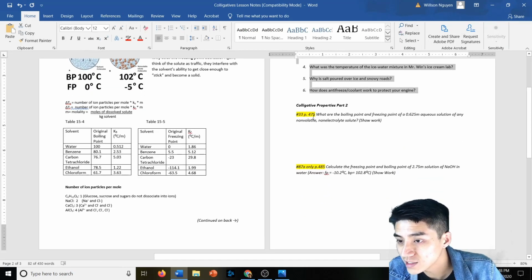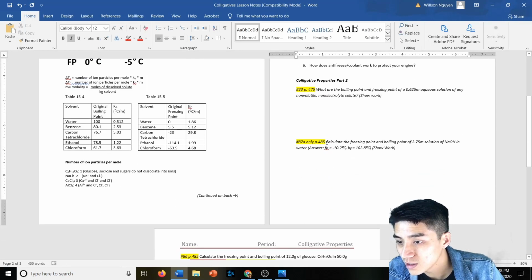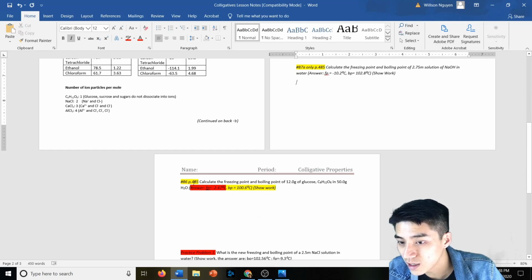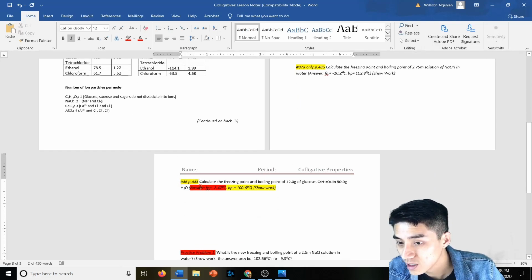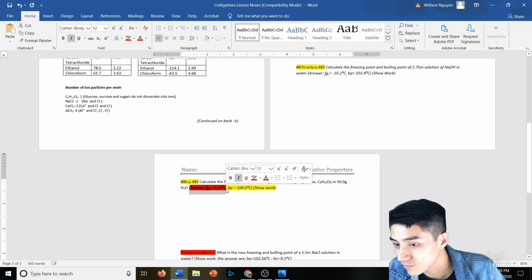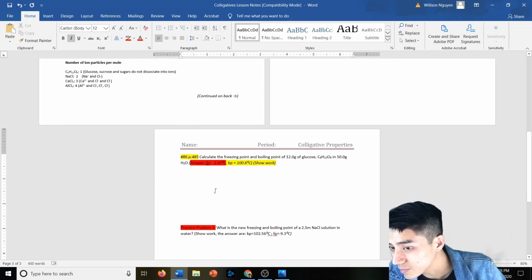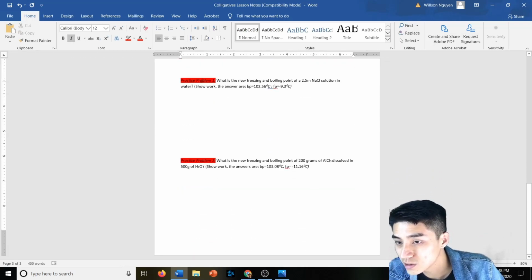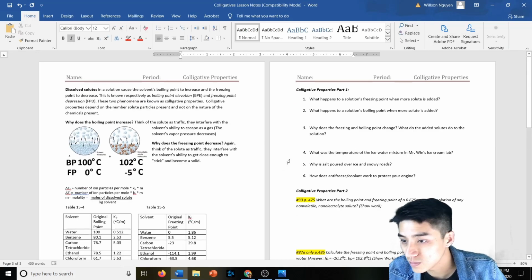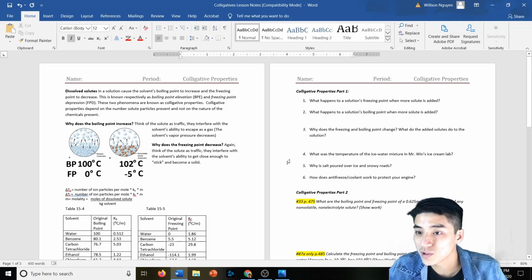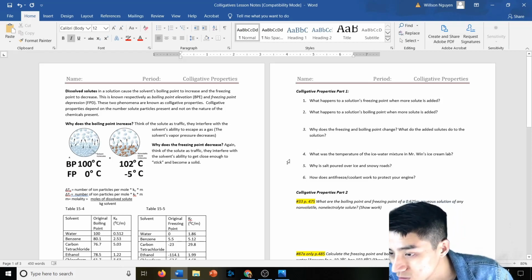Part 2, I did this problem in yellow, this problem, and this problem, half of this problem here. So you still had to calculate for the freezing point in problem 86. And there's also 2 more practice problems. So these you have to show the work for. You can handwrite it, you can type it up, and then just make sure you resubmit this on Google Classroom.